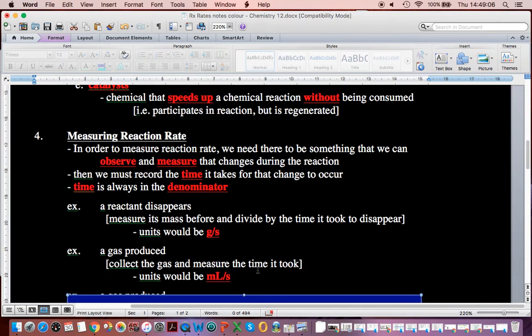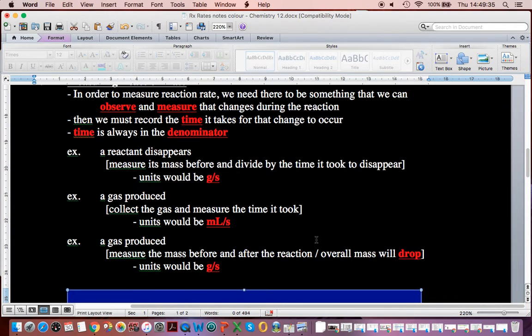If we did a reaction, say, of sodium carbonate and hydrochloric acid, well, it makes a gas. And so we could collect that gas. It makes carbon dioxide. So we could collect it in a test tube that's been filled with water and lying upside down. And all of a sudden the gas would displace the water, and we could measure how rapidly, what volume we produced in a given amount of time.